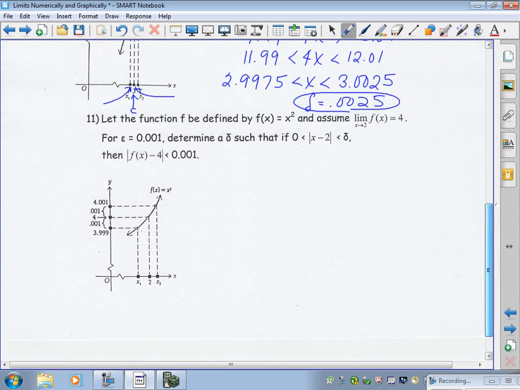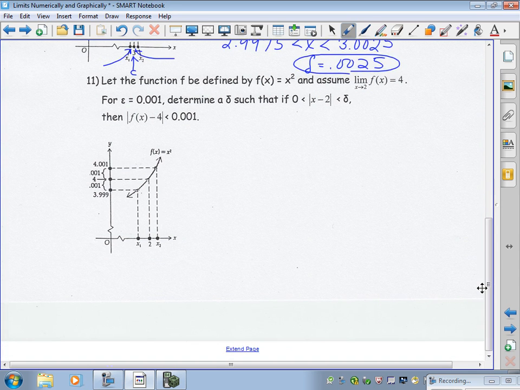Let's try this one more time. Here we have a little piece of a parabola. We have the limit as x approaches 2 is 4. We have an epsilon of 0.001. We need to find the deltas.